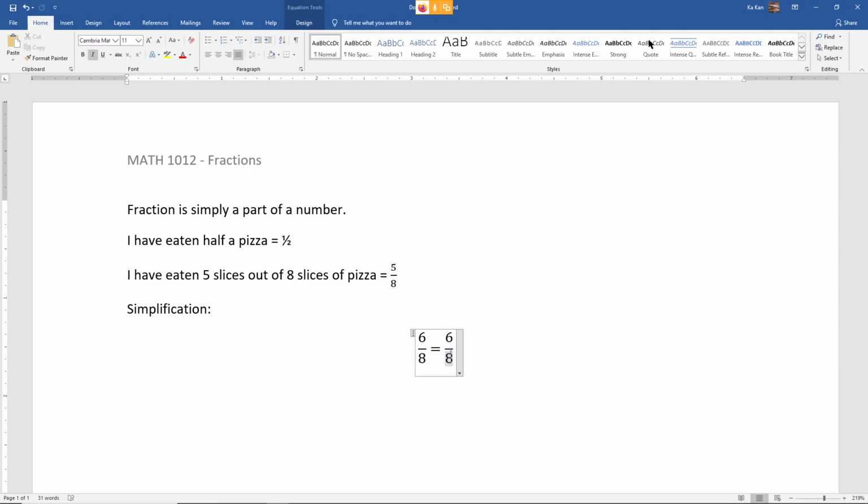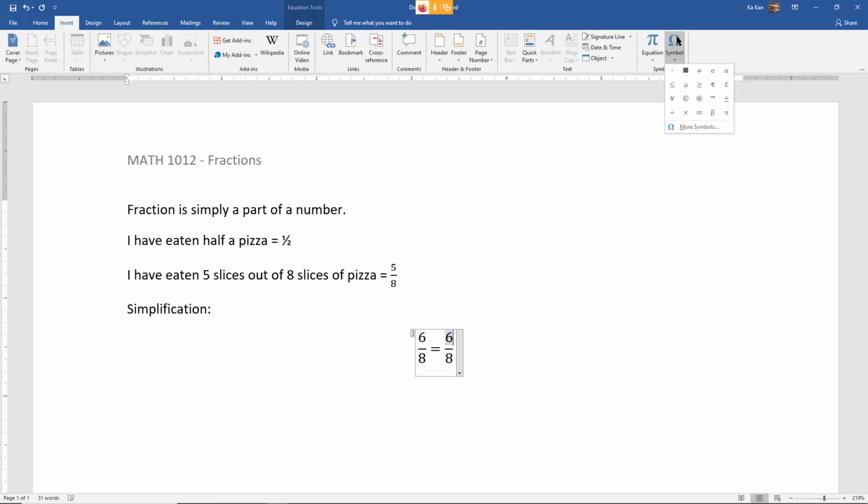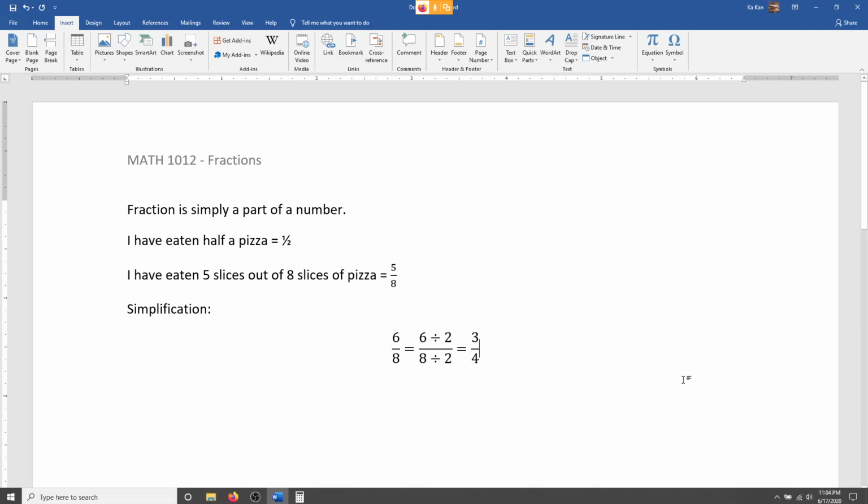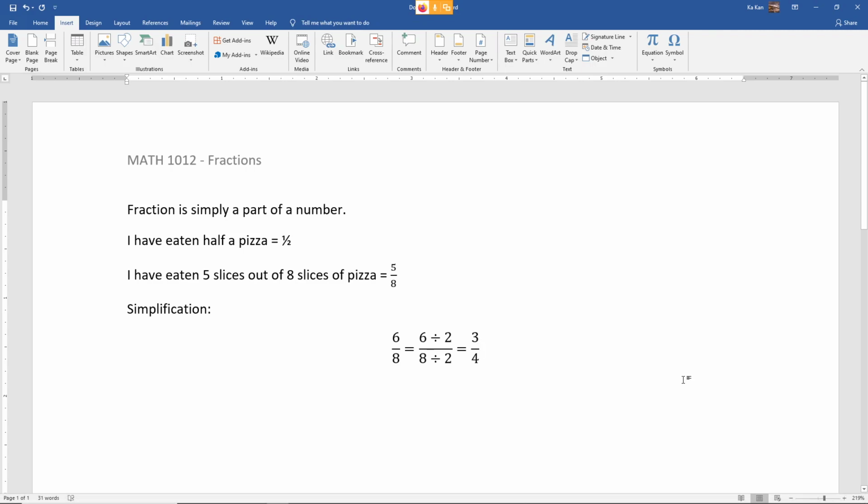I can divide the top and the bottom. Usually I just do it like this. I can divide by 2, and I go to the bottom and I do the same thing. Divided by 2. Now, you have to divide it by the same number. That's the key. So 6 divided by 2 is 3, 8 divided by 2 is 4. There you go. So 6/8 is the same thing as 3/4.